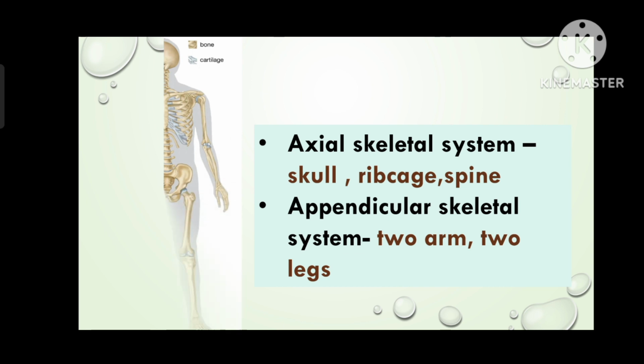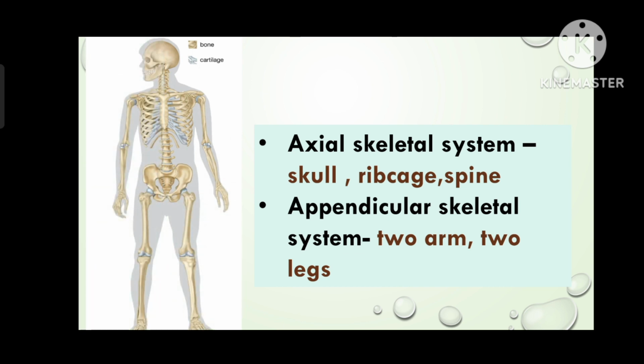Skeletal system. There are two types of skeletal system. The axial skeletal system, which divides the body into two parts: skull, rib cage, spine. The appendicular skeletal system: we have two arms, two legs. These are the appendicular skeletal system. Let us discuss the axial skeleton in depth.